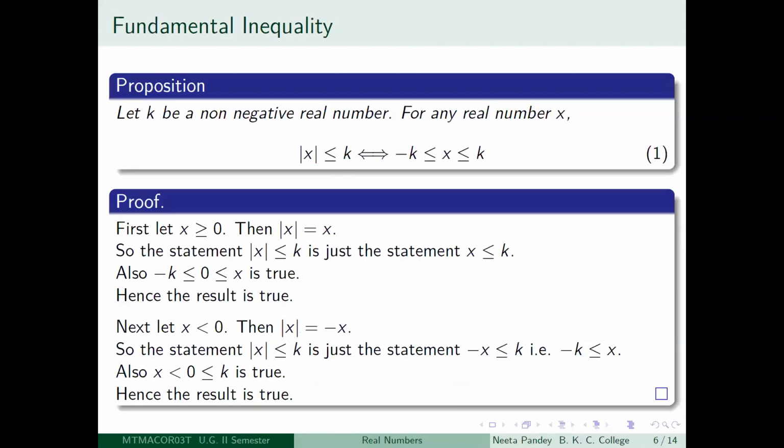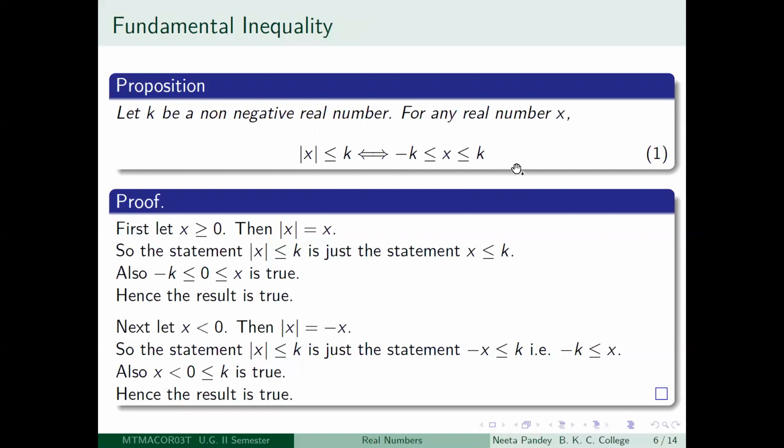The first one is called the fundamental inequality. What does it say? That if you take any non-negative real number, so k is greater than or equal to 0, then for any real number x, the statement mod x less than or equal to k is equivalent to the statement minus k less than or equal to x less than or equal to k. So it can also be expressed as mod x less than or equal to k if and only if minus k less than or equal to x less than or equal to k. All right. So how will we prove this?